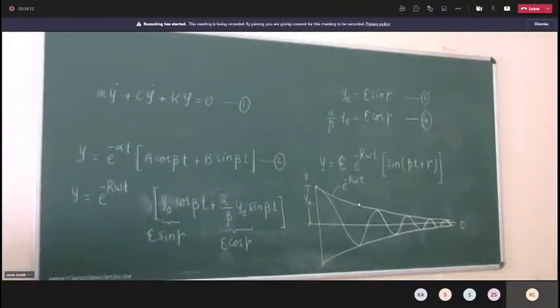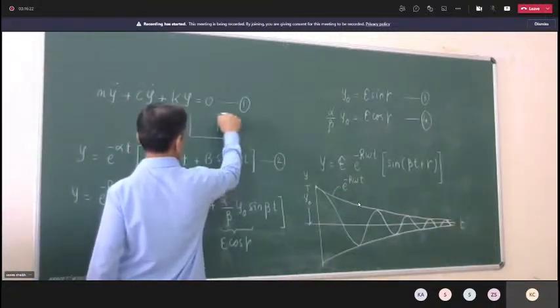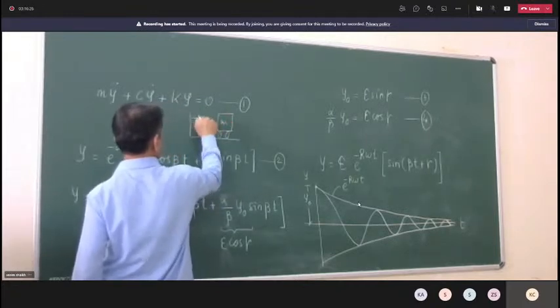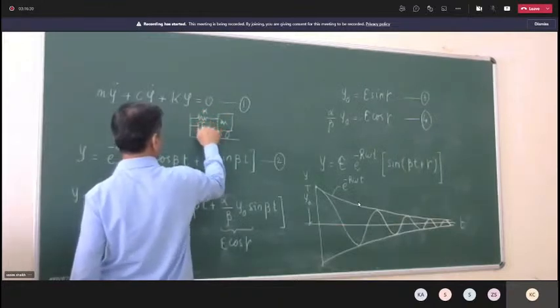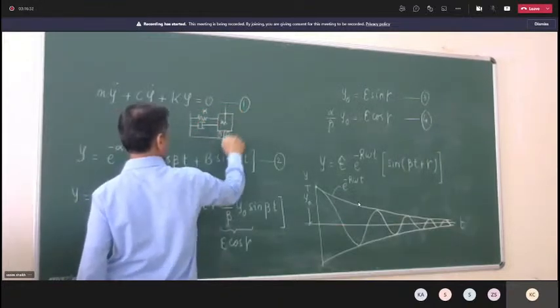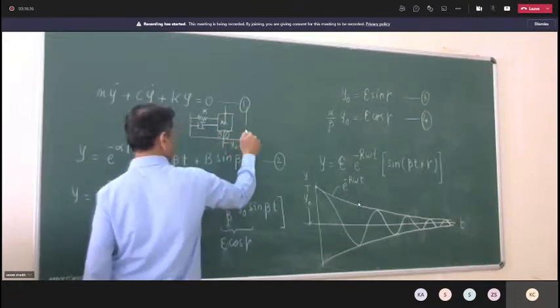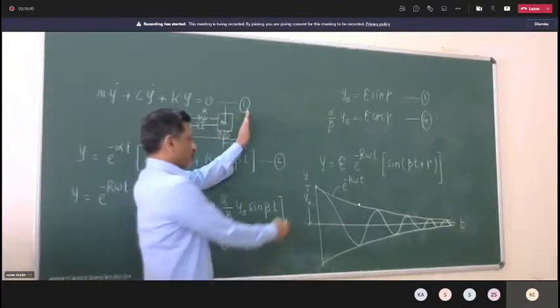So this is the graph of the under critically damped case. If I want to present it physically, I've got a single degree of freedom system. Damper is there. You have pulled the system by y0. At t is equal to 0, y is y0.